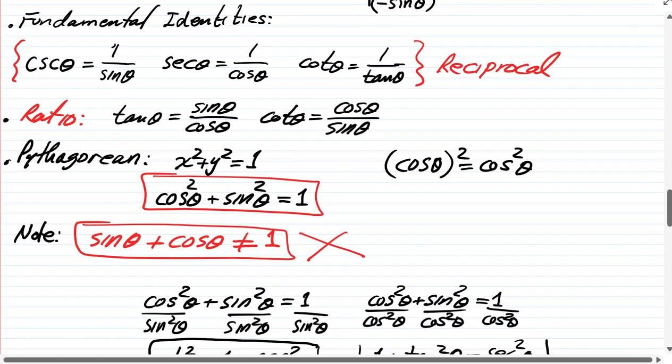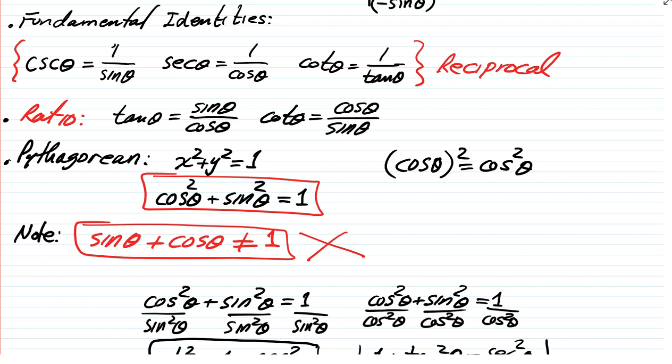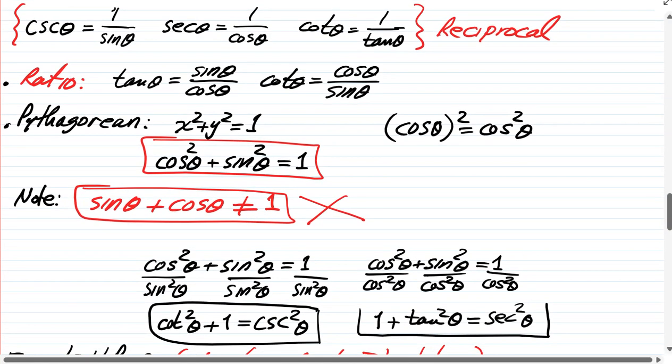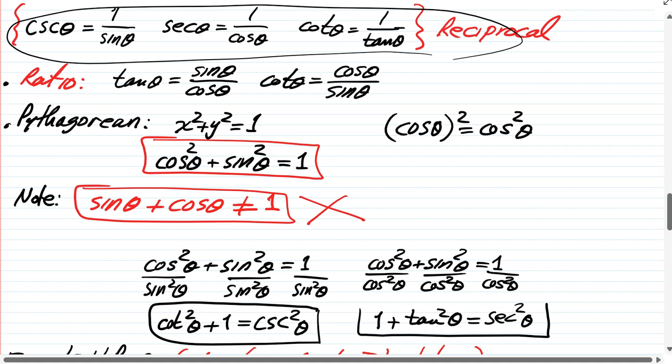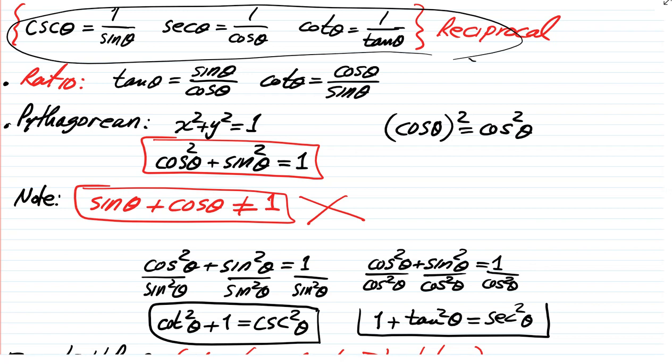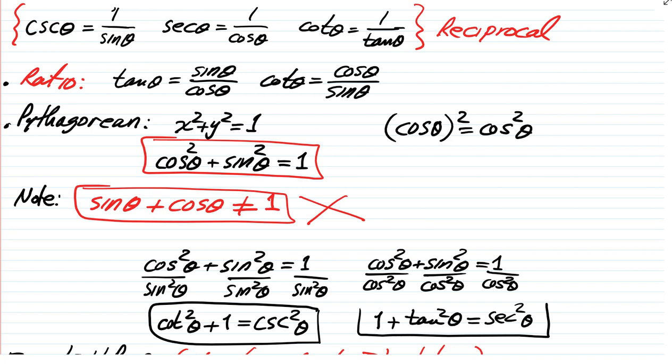I just want to review these before we actually do some trig equations, because sometimes, not always, these identities come in handy in our work. So it's always good to review them together, right? Here are a few identities for us. We have the reciprocal identities: cosecant is 1 over sine, secant is 1 over cosine, cotangent is 1 over tangent.